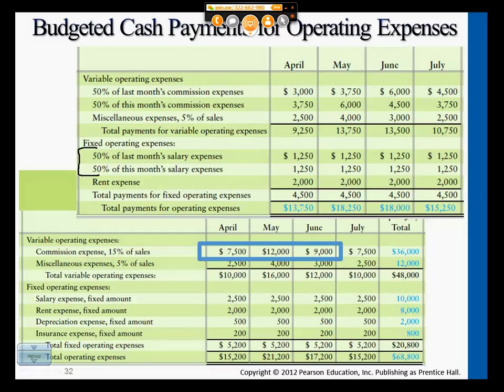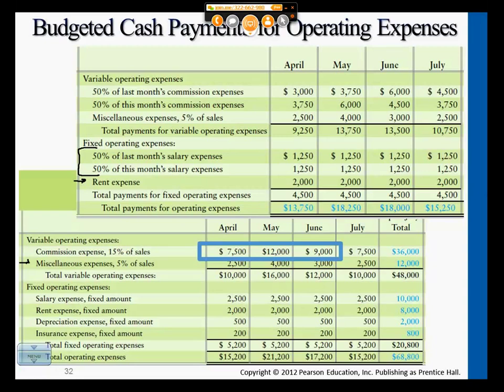All right. So the next one, if you remember from the previous slides, we said that operating expenses are going to include our rent, right? That's 2,000 right here. And then we also said that $500 is going to be our depreciation, $200 is insurance expense, and so on and so forth. Those expenses are also going to be added. Also, look at this. We're going to have some miscellaneous expenses that are 5% of sales.